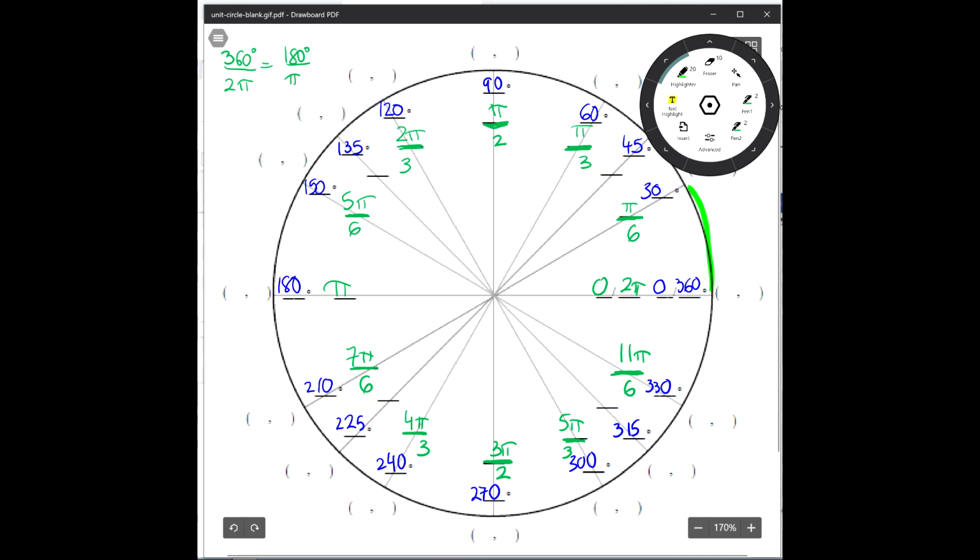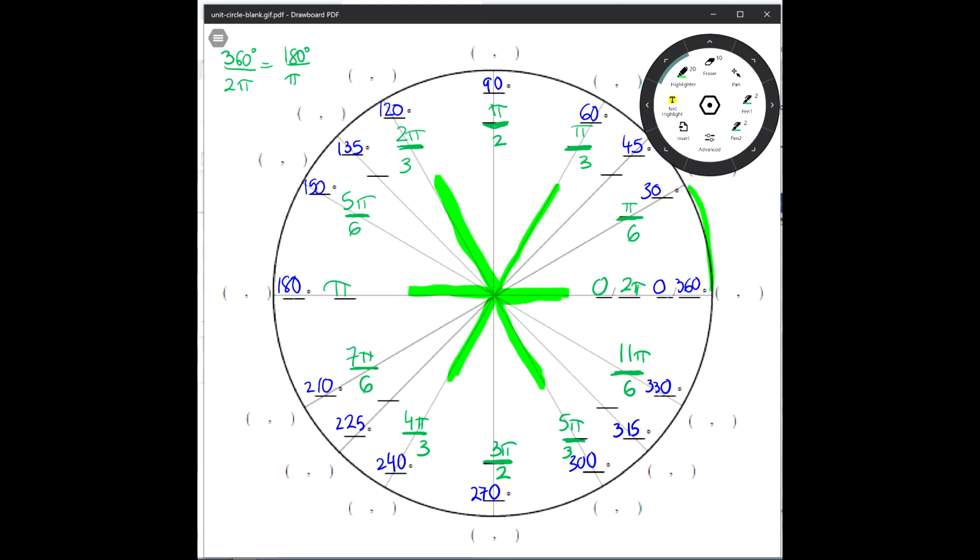Okay, so it works the same way for pi over 3. If I start with pi over 3, which is 60 degrees, and count by 60 degrees or pi over 3 every single time, I have 1 pi over 3, 2 pi over 3, 3 pi over 3, and I reduce it, I get pi only. And then I have 4 pi over 3, 5 pi over 3, and then 6 pi over 3, which is 2 pi. So that's how you count by pi over 3.